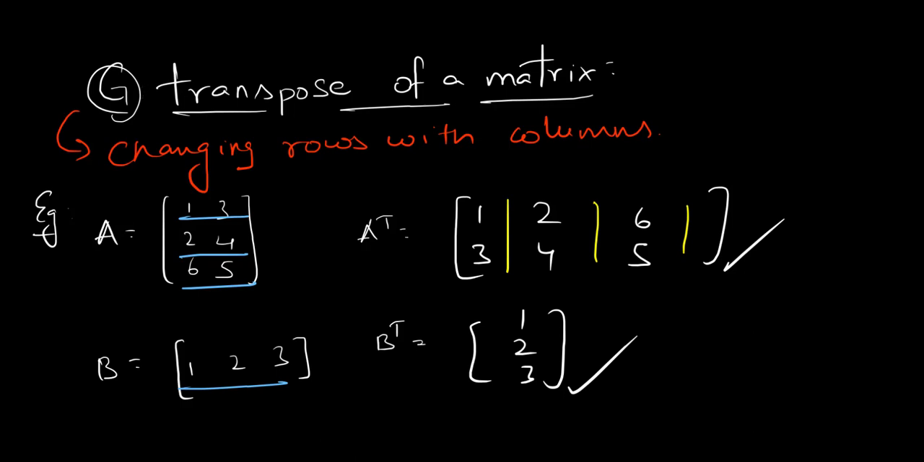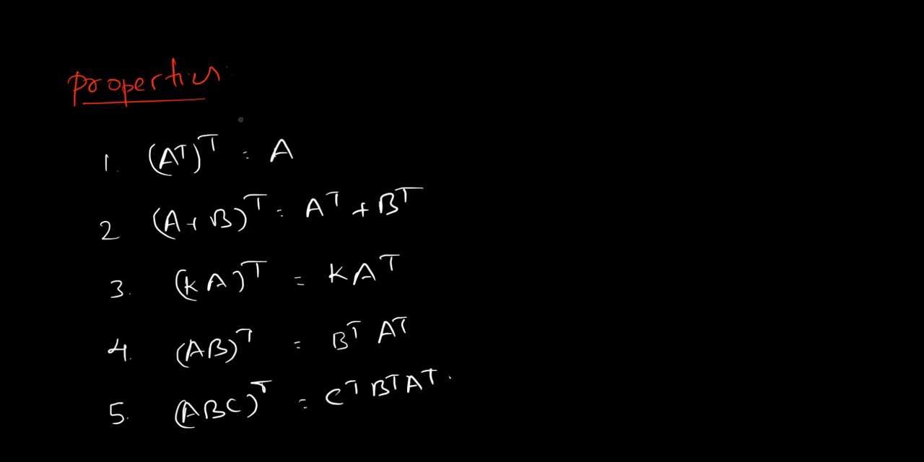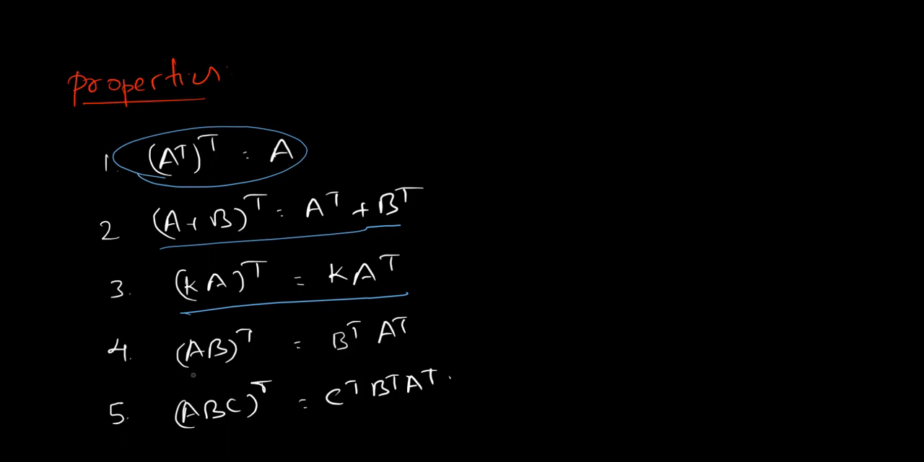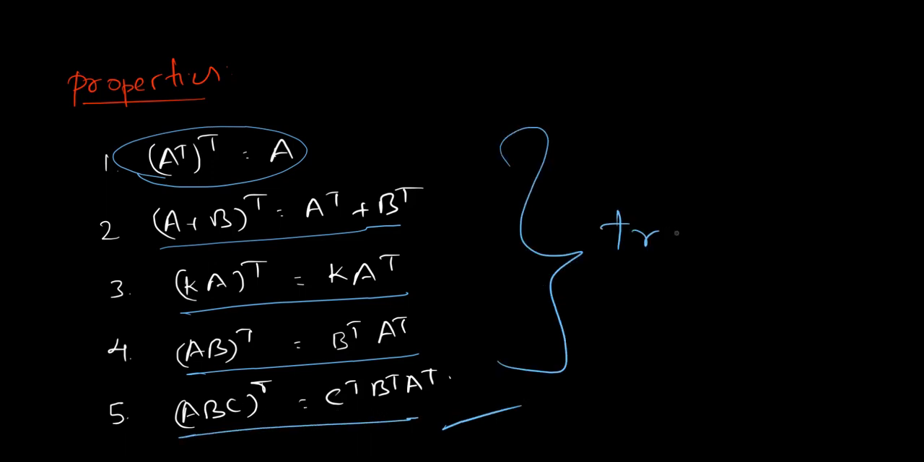This is the transpose of a matrix. It's really important for us to know it. There are a few properties of the transpose of a matrix. Let us see. These are the properties. I have written them out so it will be easy for you to note them down. A transpose whole transpose is A, and A plus B whole transpose is A transpose plus B transpose. K into A whole transpose is K A transpose. AB whole transpose is B transpose into A transpose. And ABC whole transpose, you can see it. That's it. So these are the properties of the transpose.